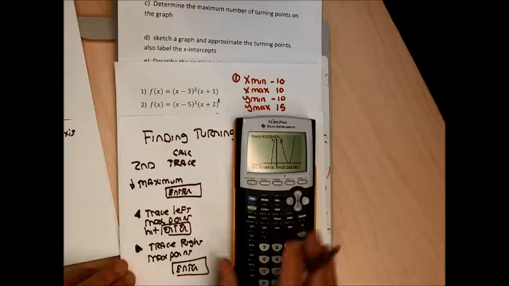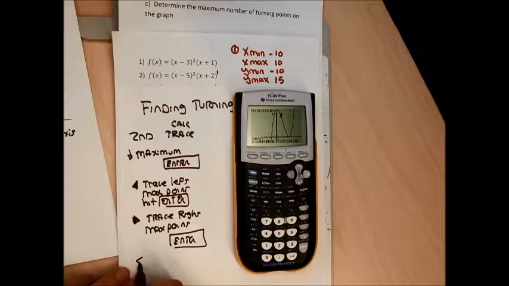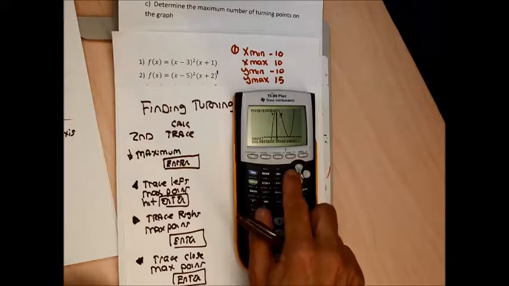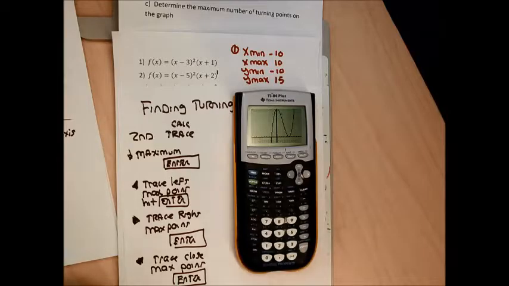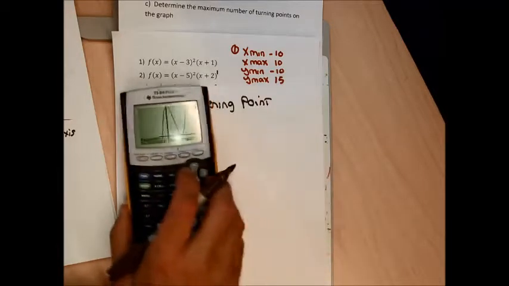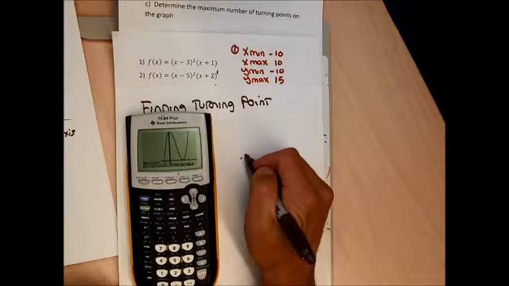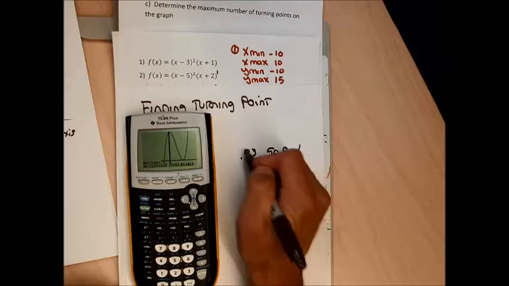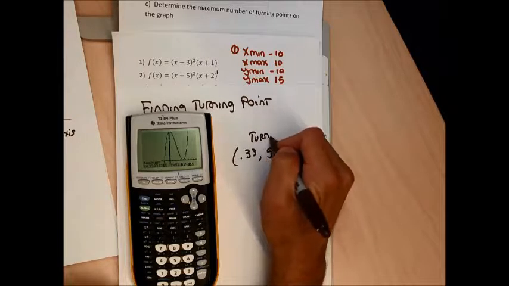Then I'm going to use my left arrow one more time and trace close to the max point and hit enter a third time. And usually I'm going to have to round to 2 decimals. That's probably going to be the case here. So I'm going to left, left, left, left, left, get close to it, hit enter. So my maximum point rounded to 2 decimals is the point 0.33 comma 50.81. That's my turning point, and it's a local maximum.